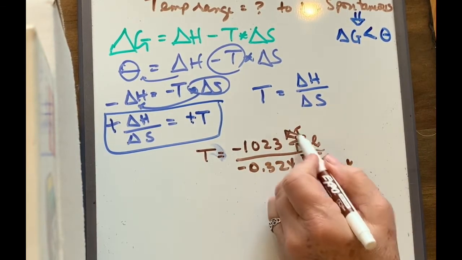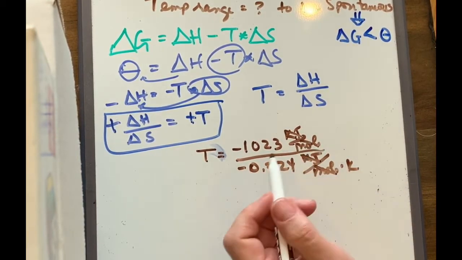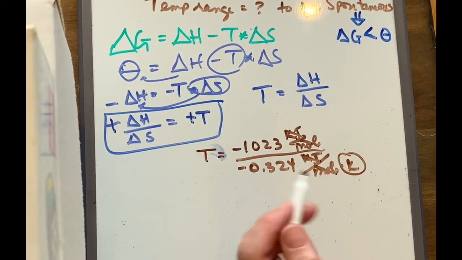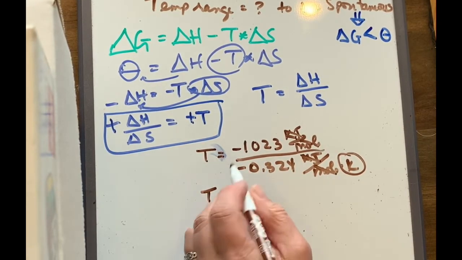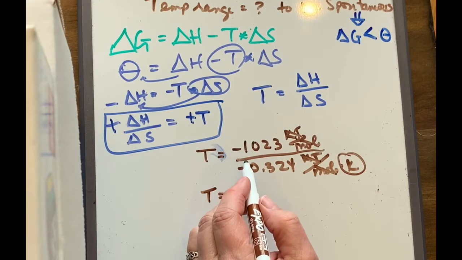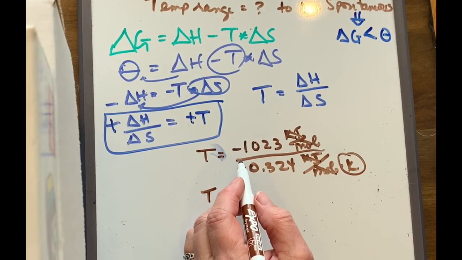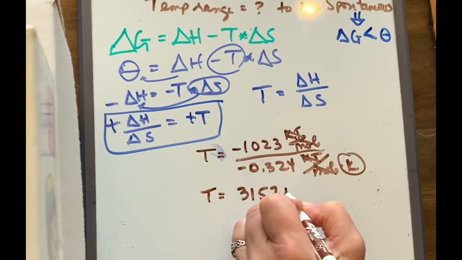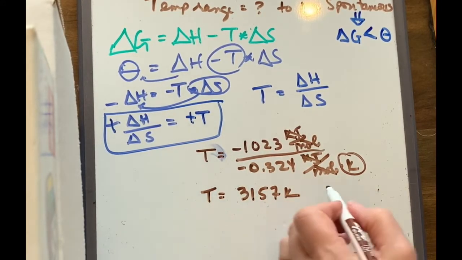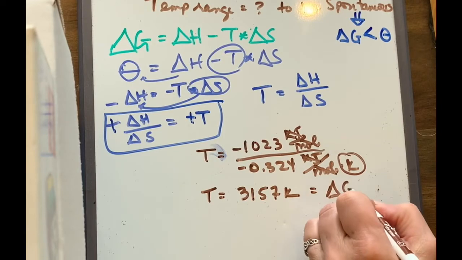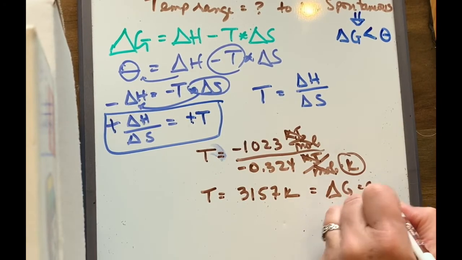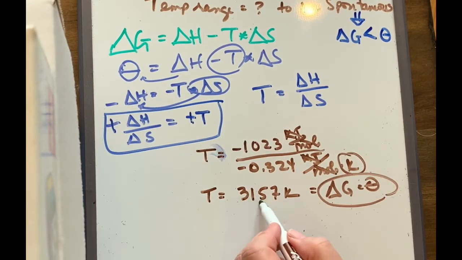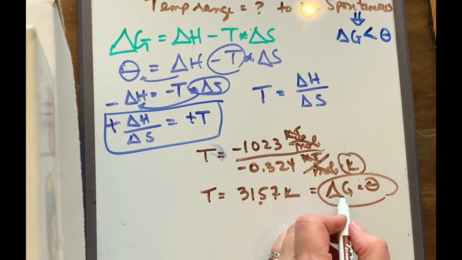That gets rid of our moles and our kilojoules, which is great because we need our temperature to work out. Our negatives cancel each other out. So we get 3,157 K. Now that makes delta G 0, right? So this temperature has delta G as 0.